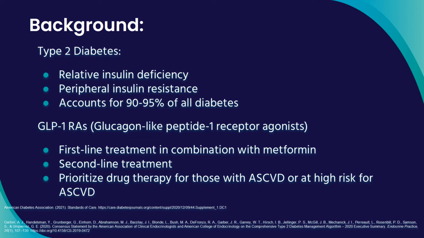GLP-1s, or glucagon-like peptide-1 receptor agonists, are an anti-diabetic drug class that can be used as first-line treatment in combination with metformin for a reduction in cardiovascular risk in patients with type 2 diabetes and ASCVD or high ASCVD risk or chronic kidney disease. They are also used as second line for those whose glucose is uncontrolled while on metformin.